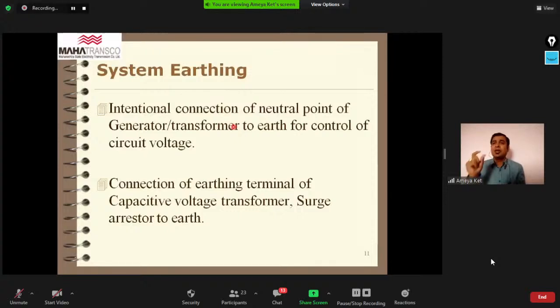In system earthing, we are earthing a live part. For example, the neutral of the transformer. For example, CVT. For example, lightning arrestor. So these are examples of system earthing.